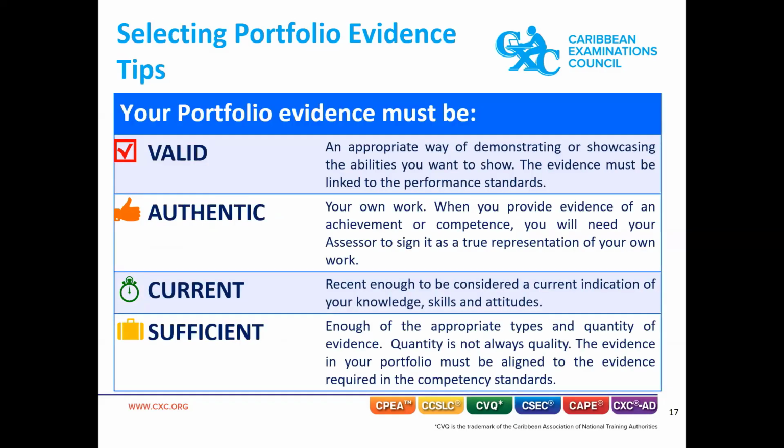Now, again, still on selecting portfolios. See how important this is, why we want you to know it? Your portfolio evidence must be valid. What do I mean? It should be an appropriate way of demonstrating or showcasing the abilities you want to show. The evidence must be linked to the performance standards.